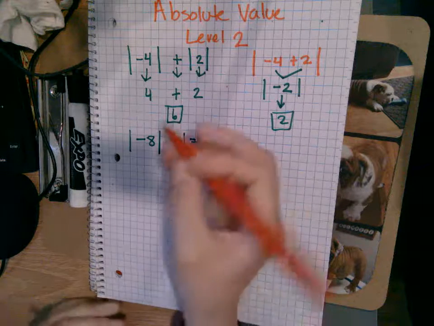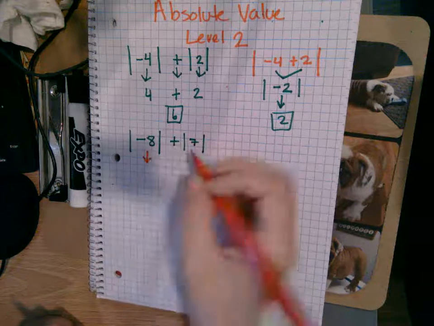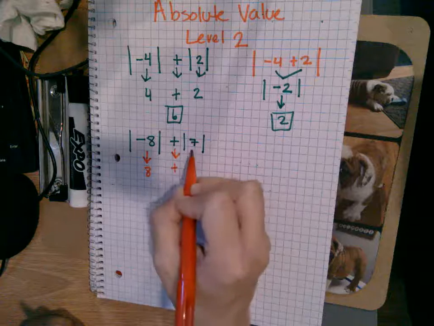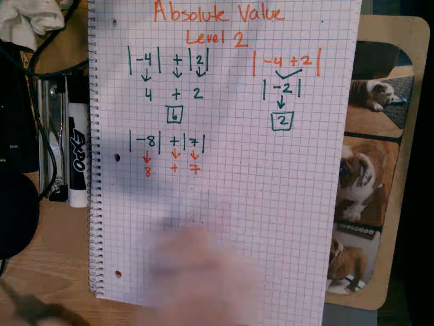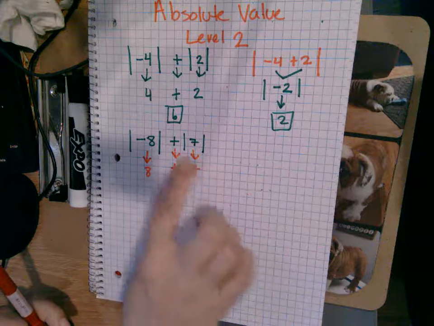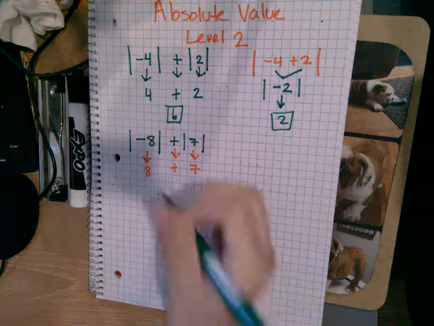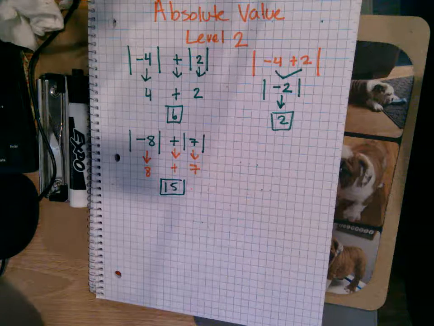Okay, here, individual bars, right? So the absolute value of -8 is 8. Drop down the plus sign. Drop down. What is the absolute value of 7? 7. So we have no more bars. So now you're going to do simple math. 8 plus 7 is 15. Box it in. You are done.